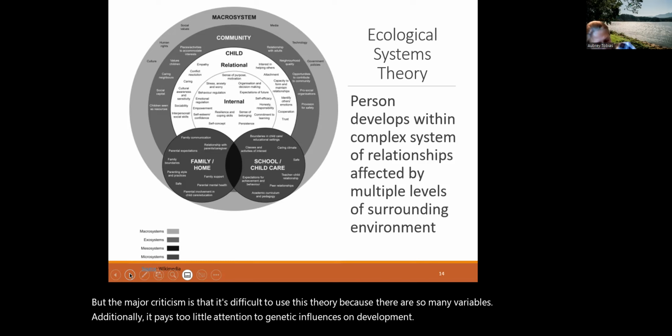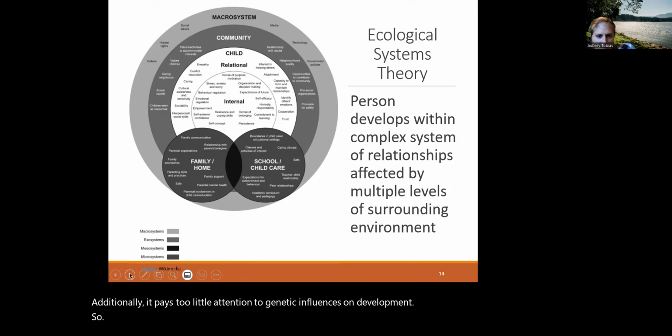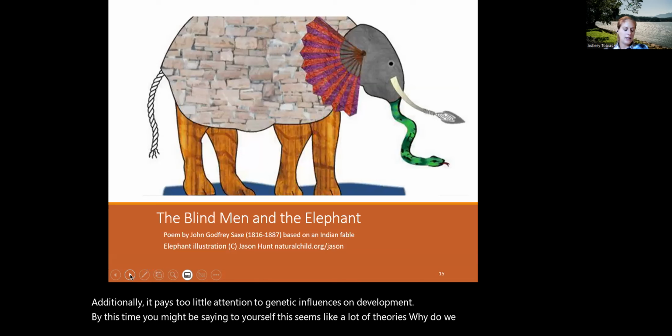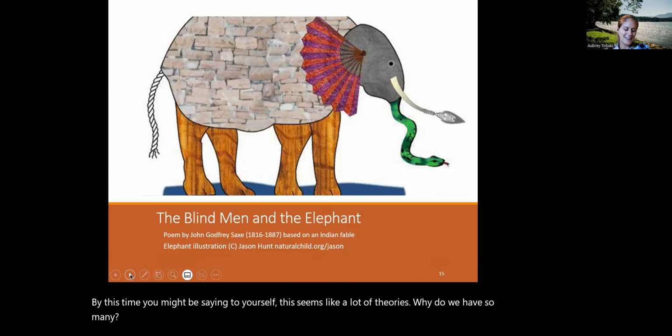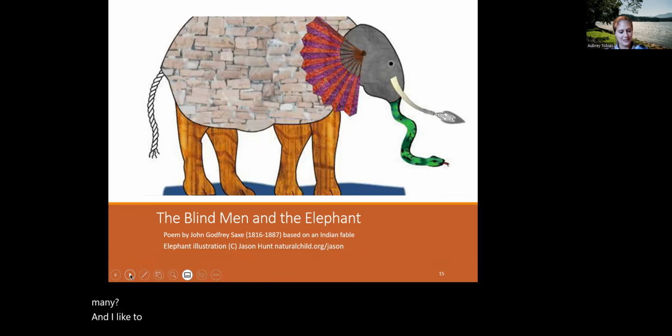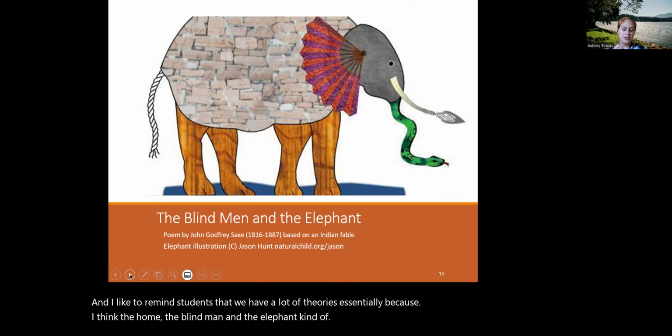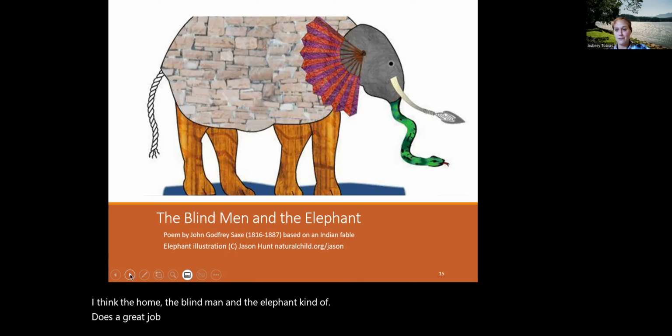So by this time, you might be saying to yourself, this seems like a lot of theories. Why do we have so many? And I like to remind students that we have a lot of theories essentially because, well, I think the poem The Blind Man and the Elephant does a great job of emphasizing why we have these different theories.